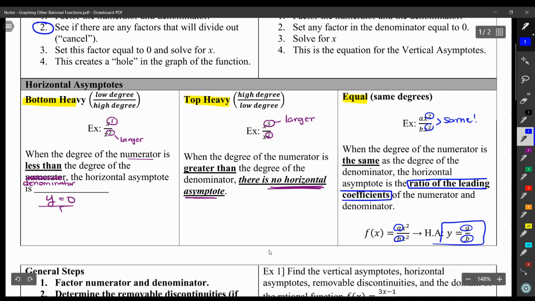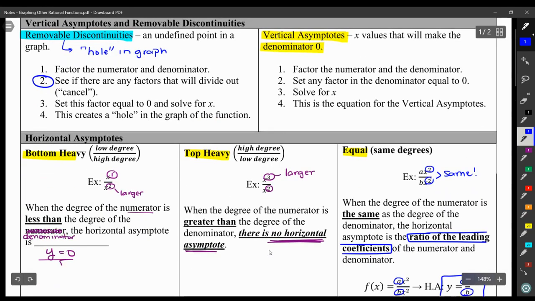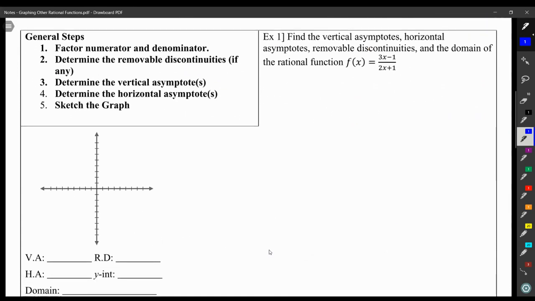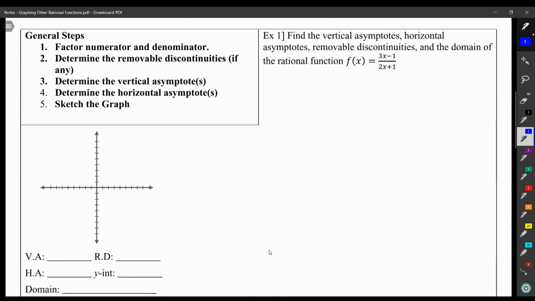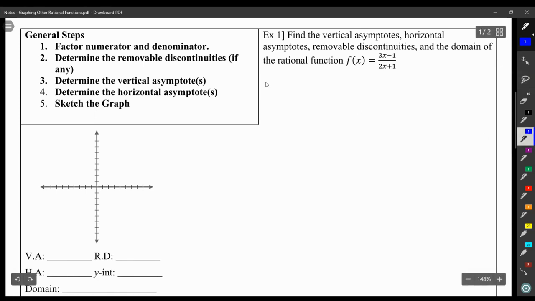So let's go ahead and find each one of these things for our first example. So here's our first example. Find the vertical asymptotes, horizontal, removable discontinuities, and domain for this function. And then we're also going to sketch our graph. So the general steps is, first things first is we need to factor the top and the bottom. So that's our first step, factor the numerator.